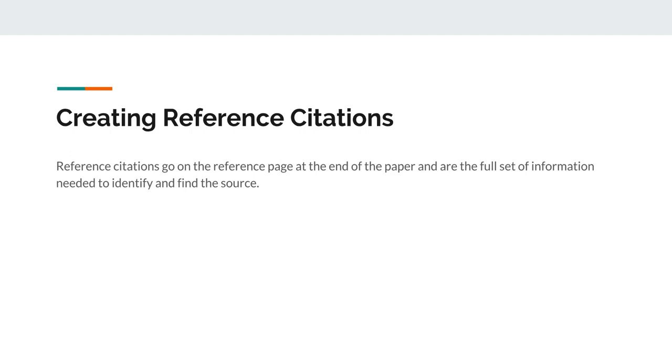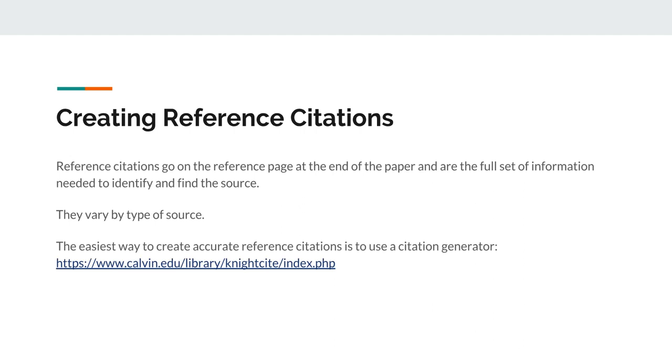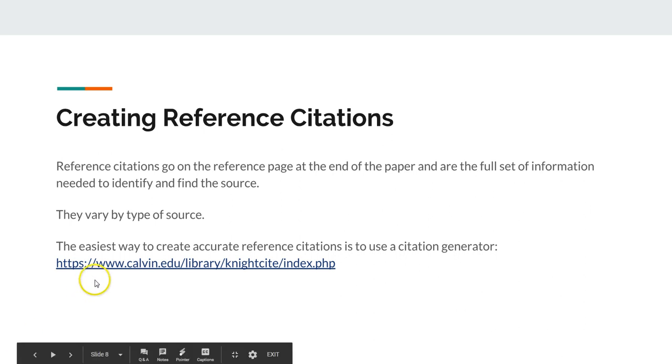Because it takes so much information, and because you could be citing from websites or books or databases, etc., the way you format and create a reference citation actually varies by the type of source. That makes a lot of possibilities, which means the easiest way to create accurate reference citations is to use a citation generator, such as NightCite.